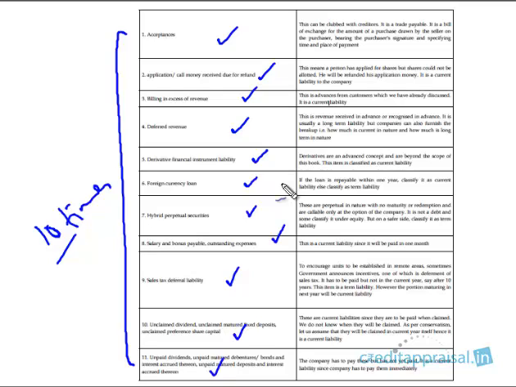With this, we come to the end of the segment. In this segment, we have discussed various items that you can possibly come across under current liabilities. In the next segment, we'll be having a short quiz.